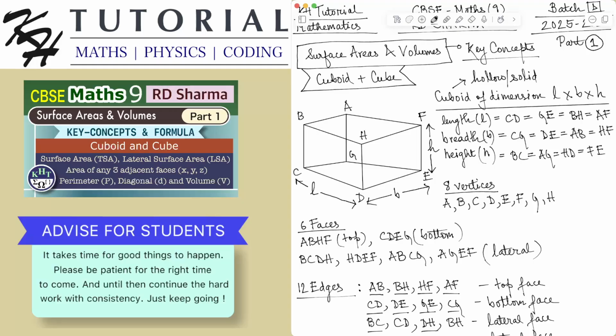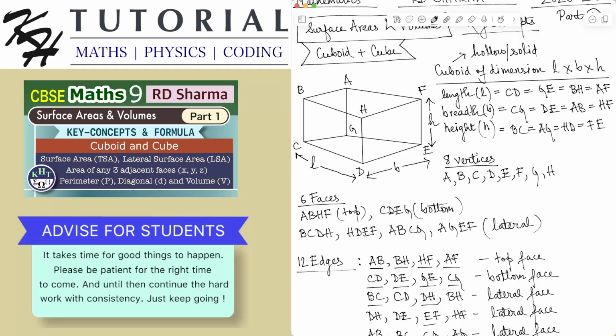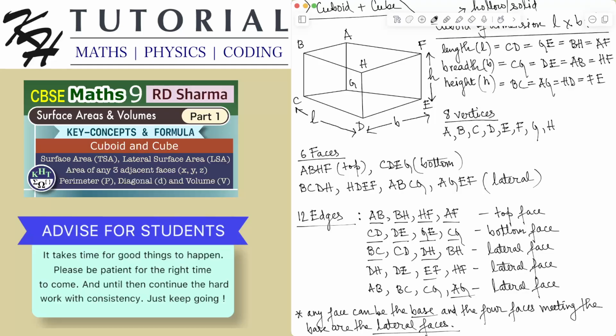Now there are 12 edges. An edge is a side or a line where 2 faces meet. A common side of 2 faces is an edge of a cuboid. So there are 12 edges, as you can see. The edges of the top face are AB, BH, HF and AF. I have underlined all the distinct edges. So there are 12 edges. Now these are all descriptive concepts. I don't think you will have any problem based on these geometrical concepts, but it is important that you understand.